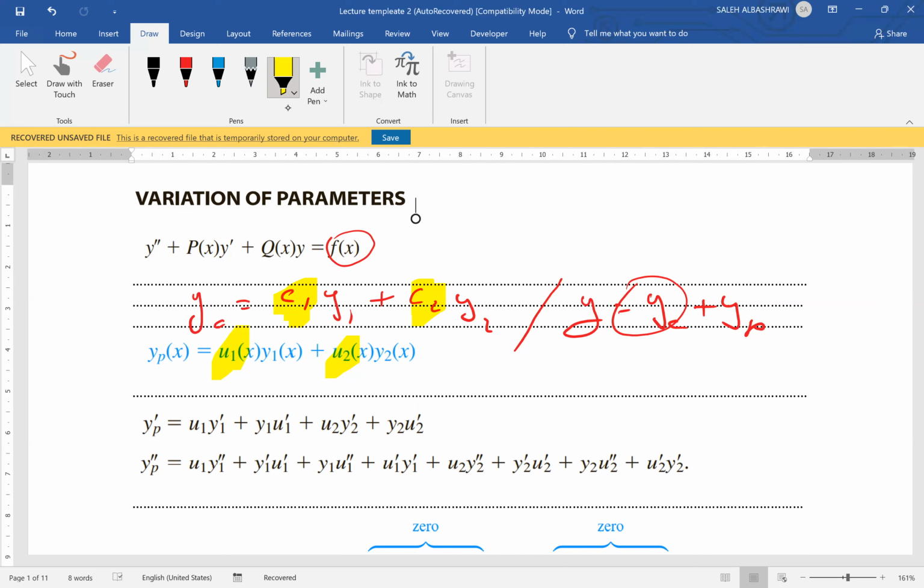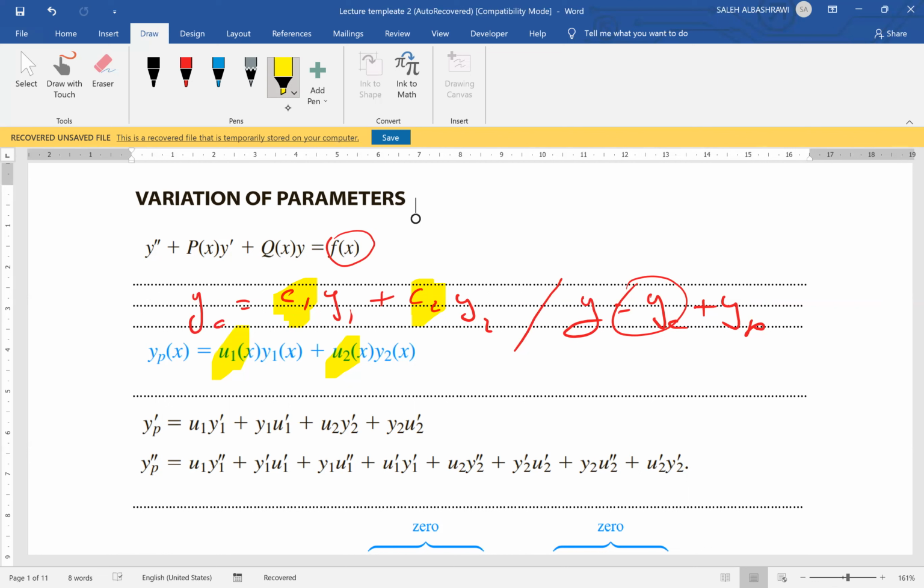Let's have some examples to use this method to find the general solution. I need to solve each given differential equation by variation of parameters. I have y double prime plus y equal to secant x. So in the first step, I'm going to find the complementary solution, yc. It means we need to solve the homogeneous equation.